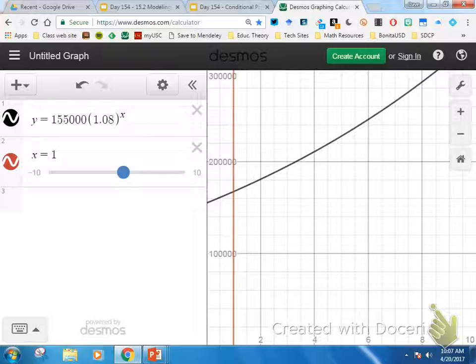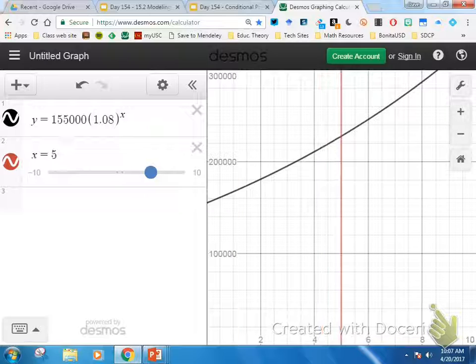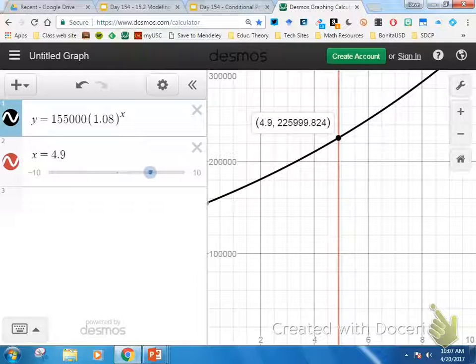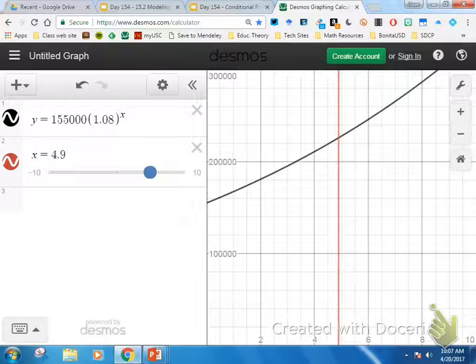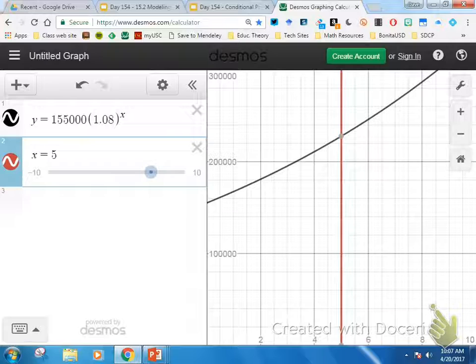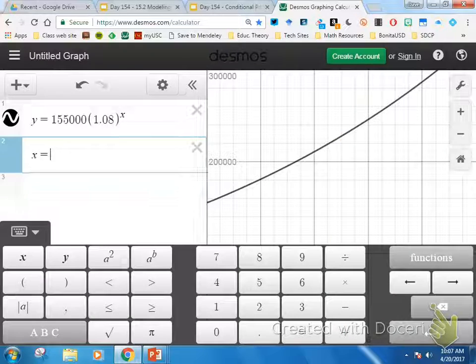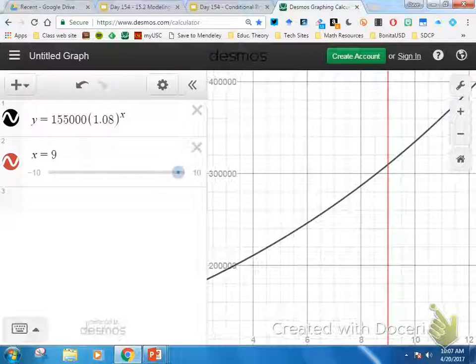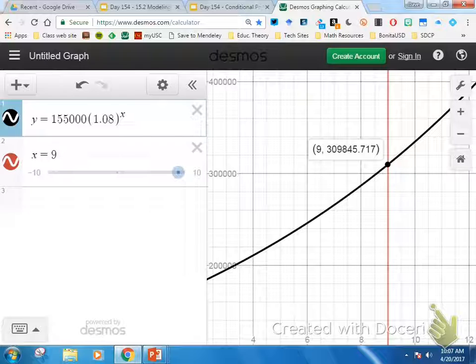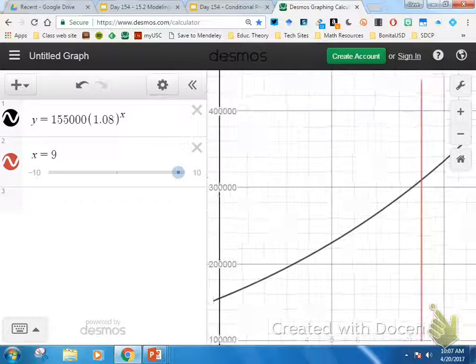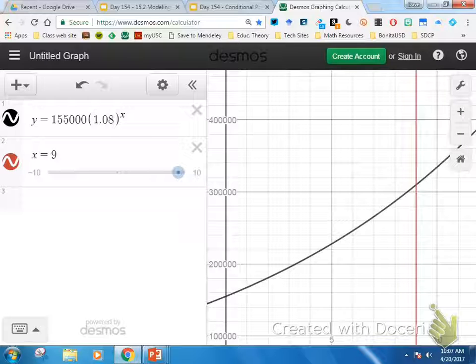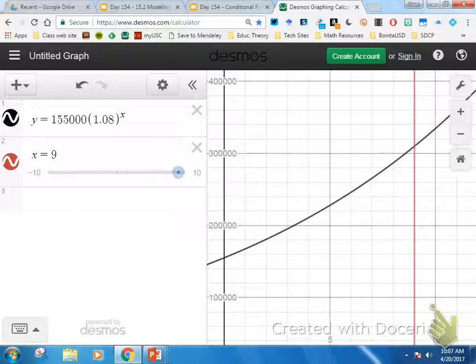What about, pick another number between 1 and 10, someone. 5. Okay, 5 and then 9. In 5 years, she'll be making, where the lines cross, oh, that's 4.9 years. In 5 years, she'll be making 227,745 and 85 cents. And then 9 years, she'll be making, let me zoom out a little bit more, $309,845.